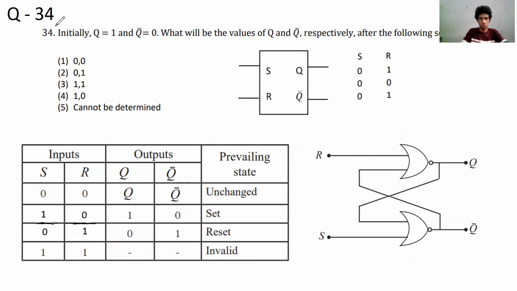Question number 34. Initially, Q equals 1 and Q bar equals 0. What will be the values of Q and Q bar respectively after the following sequence? So this is an SR flip-flop. So this is what's inside an SR flip-flop. So there are two NOR gates where each of its outputs is connected to one another's input.